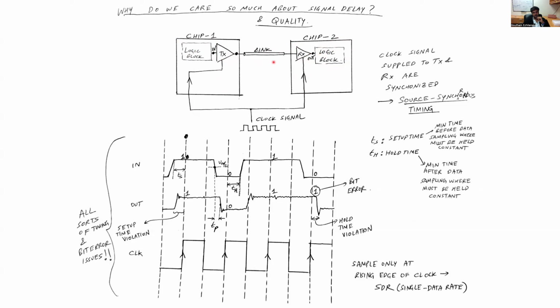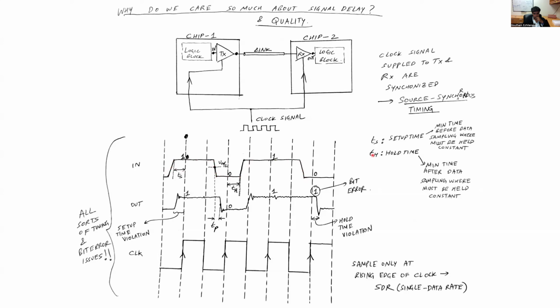Both of these transmitter and receiver are usually synchronized with a certain clock signal, which is supplied to both the transmitter as well as the receiver in such a way that they are synchronized. And then we only sample the data, or the data only makes sense when it is sampled either at the rising edge or the falling edge, or both the rising edge and falling edge of the clock. So if the data is only sampled at either the rising or the falling edge, respectively, then it is called a single data rate. If the data is sampled both at the rising and the falling edge, it is called DDR, or dual data rate.